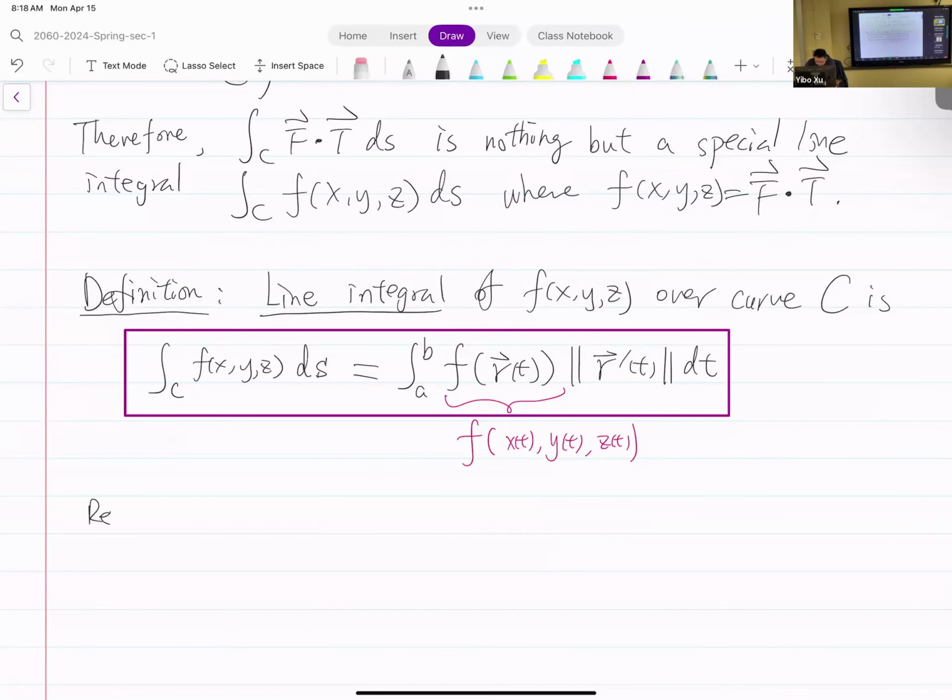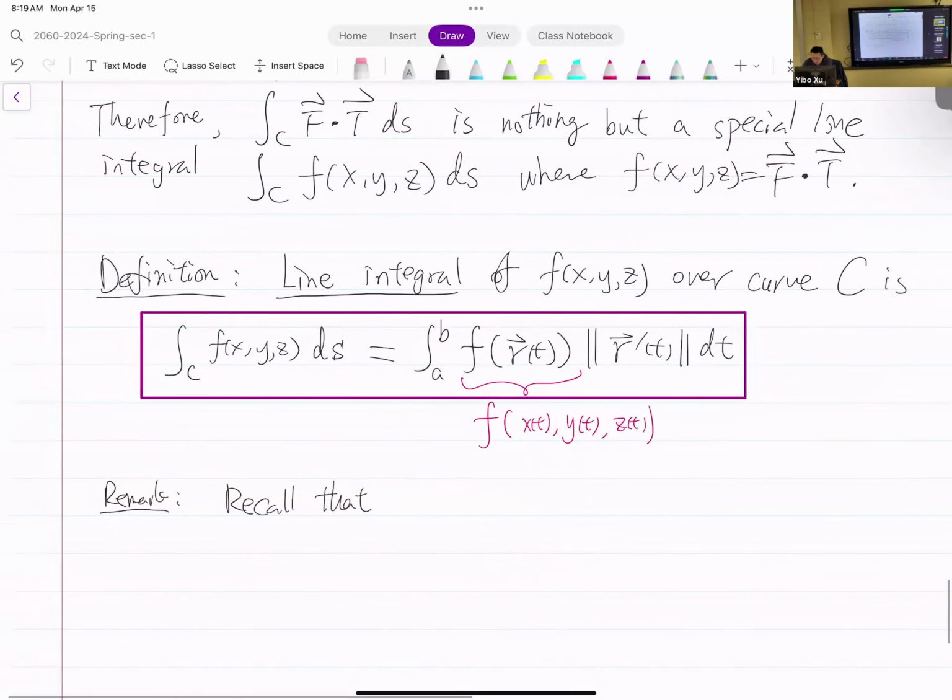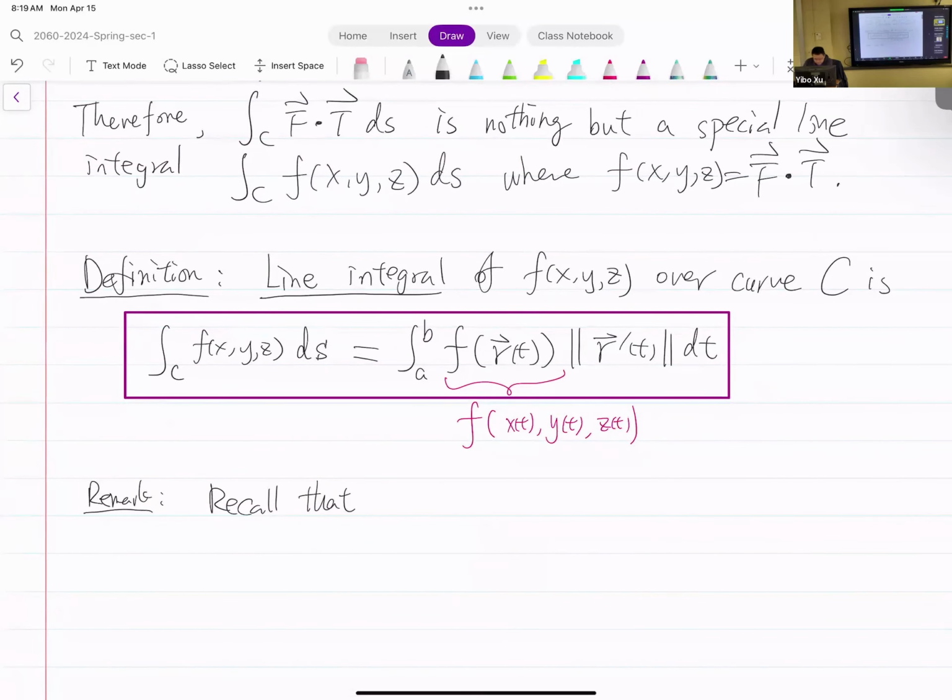So this is the most general case that we can write for the line integral. Recall that in the case that the scalar function is 1 everywhere along the curve, then you are just looking at the integrand of 1. Okay?